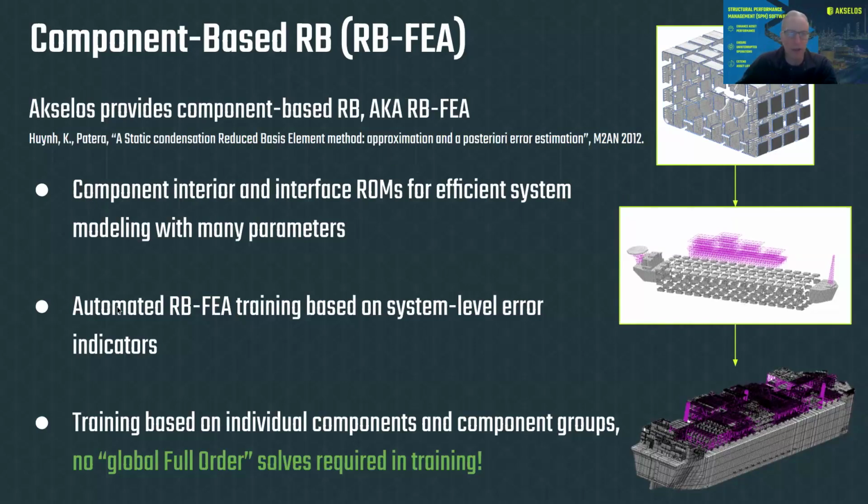We have automated training based on system level error indicators. So we have error indicators, like I was talking about earlier, at the system level now, so that they propagate up from the components to the system level, and that will tell you globally if your solution is accurate. And you can enrich further if you ever trigger that it's not accurate enough. And we have training based on individual components and component groups, which means we never have to do a global full order model in order to train the model.